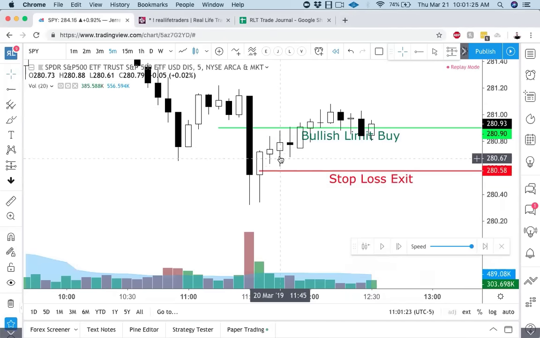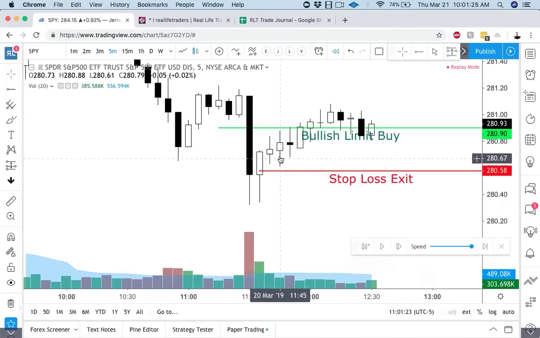So let's just see what this next candle does. I really have no idea. So this next candle, the low was 280.91. Which means what? I would have missed this by a penny. So what would I do now? Now I would look to get in, and again, I would look to get in on a pullback.